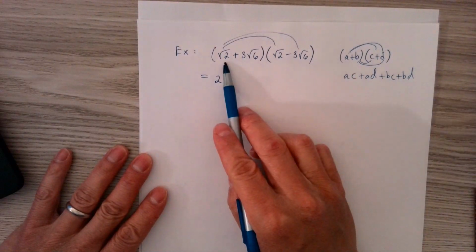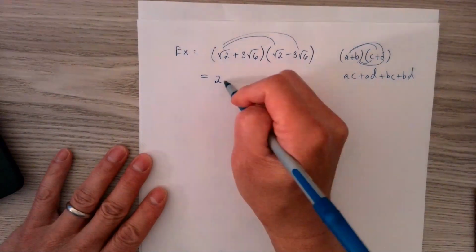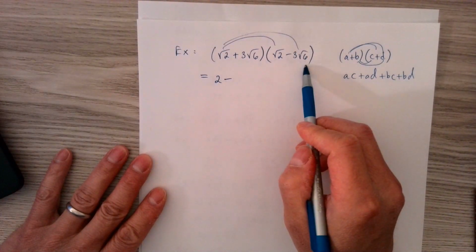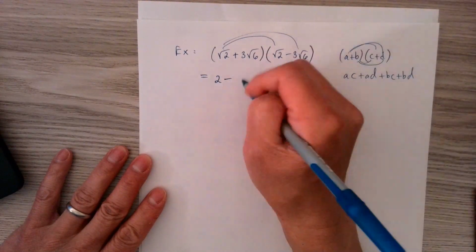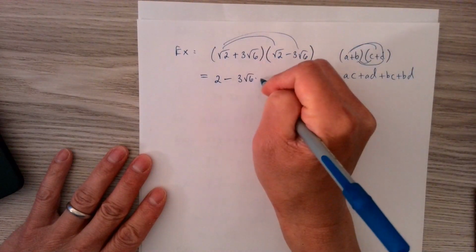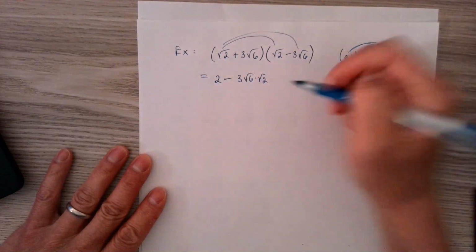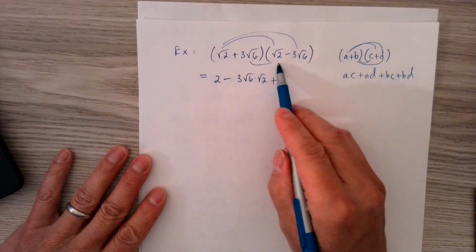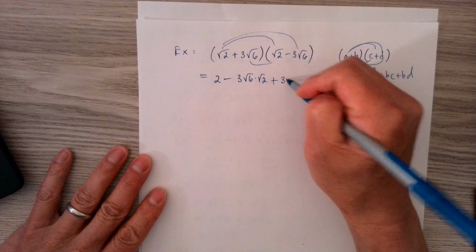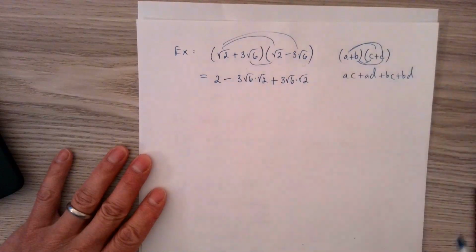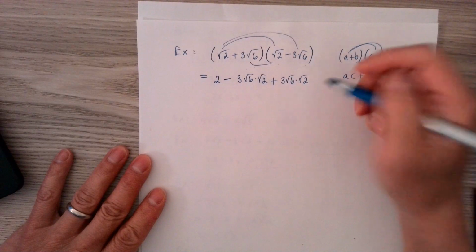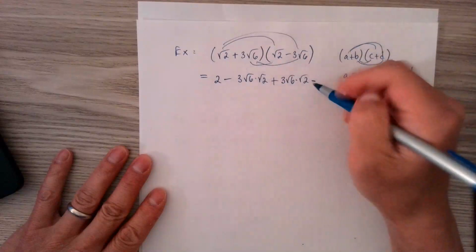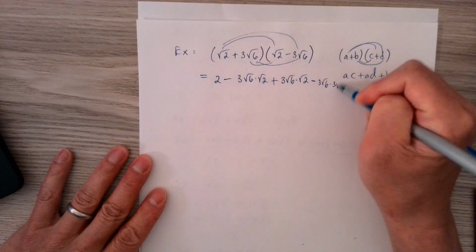Now the next term will be negative rad 2 times 3 rad 6. I'll write that out. I'll simplify it in a minute. And then, here we go, 3 rad 6 times rad 2. Looks familiar. And then finally, minus 3 rad 6 times 3 rad 6.